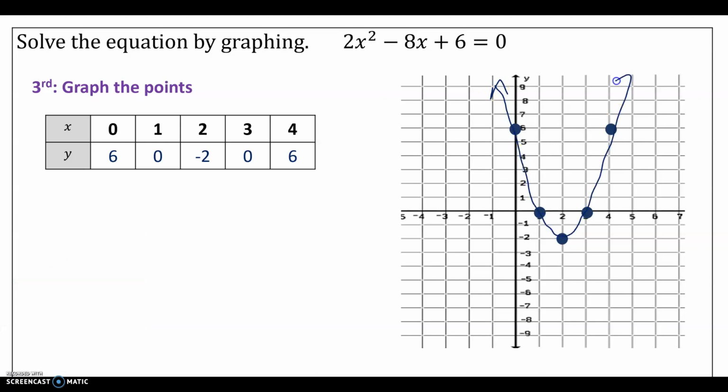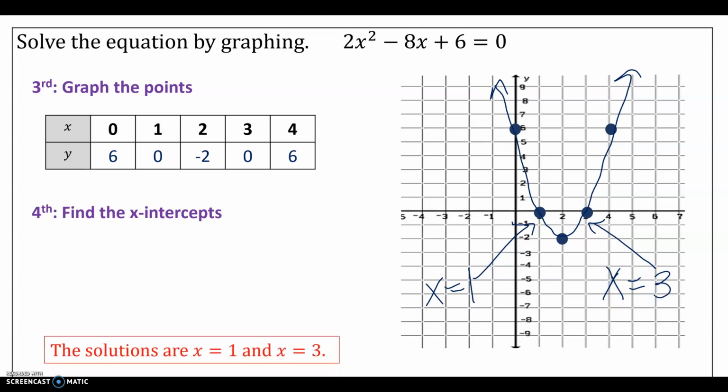And then the very last thing will be to find our x-intercepts, which would be here and here. So this does have 2 solutions. That x value is 1, and that x value is 3. So it looks like the solutions are x equals 1 and x equals 3. So it's very, very easy. You have your graph, you look at it, you give me your x-intercepts, you write me the solutions are blank and blank, and you're done.